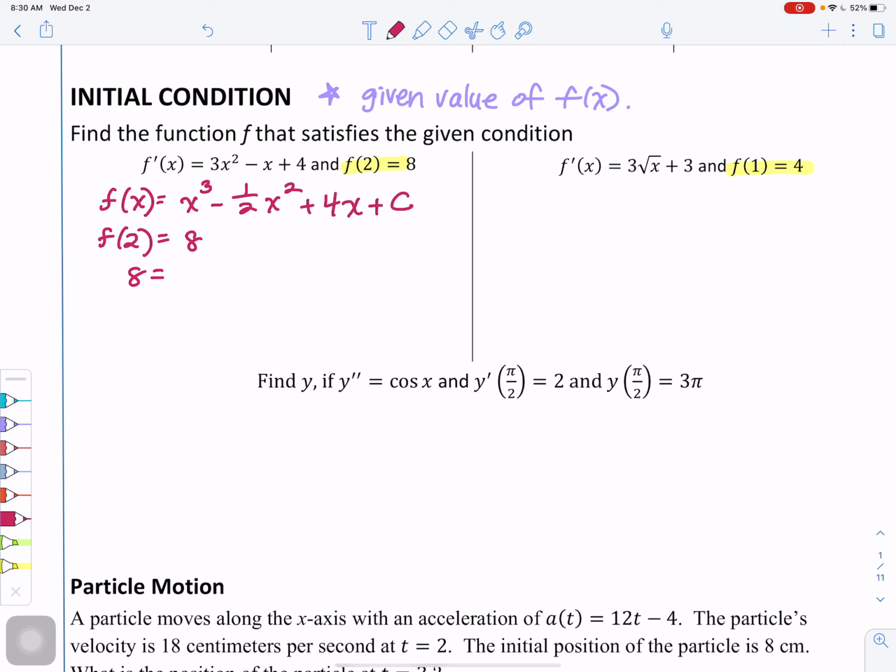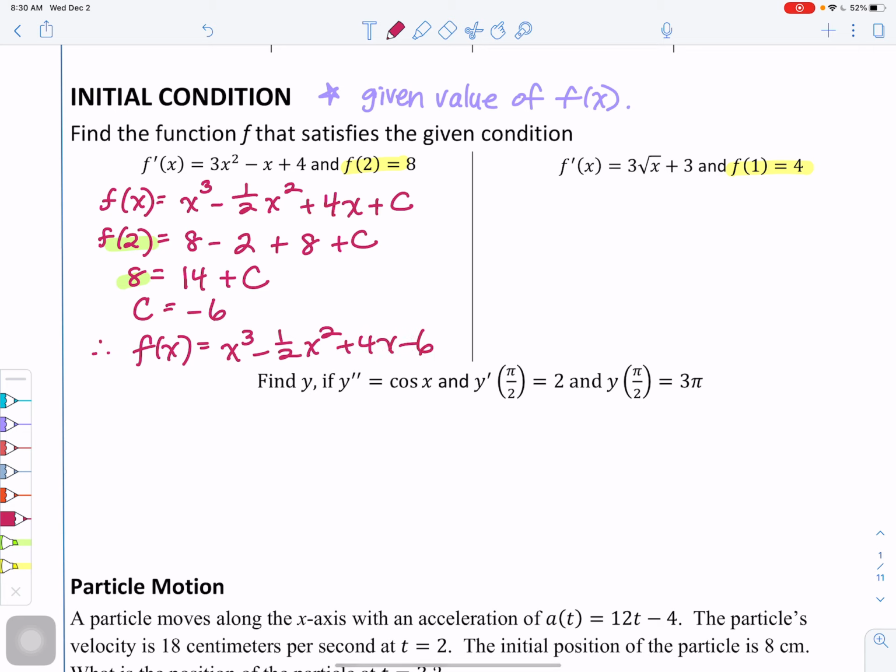So 2 cubed is 8, minus 2 squared divided by 2 is 2, plus 4 times 2 is 8, plus a constant. So now I know that that's equal to 14 plus c, and they told me f of 2 was 8. So you might want to get in the habit of doing that. So c must be equal to -6. Therefore, f of x is equal to x cubed minus 1/2 x squared plus 4x minus 6.